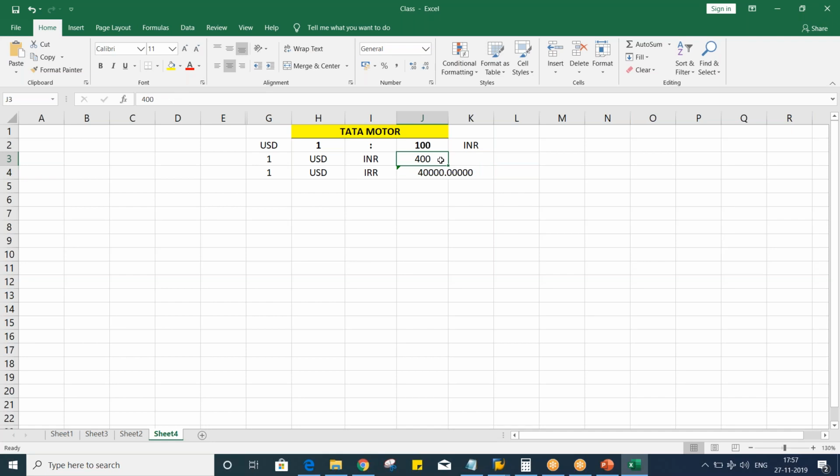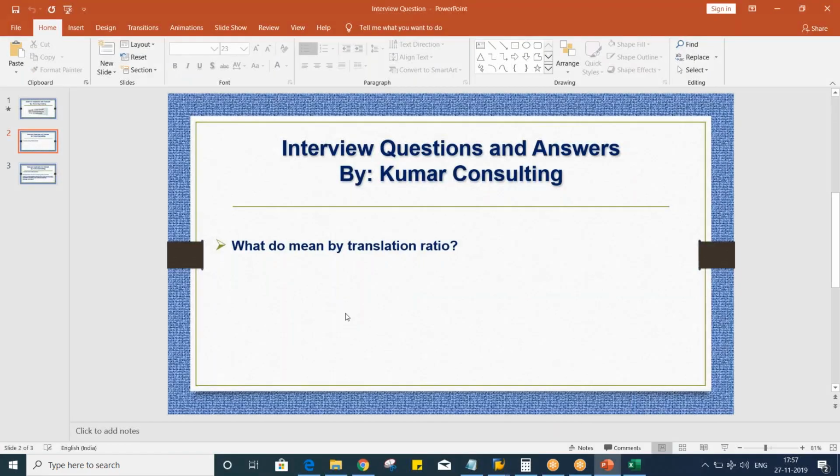Let's suppose 1 USD equals 4 lakh Indian currency. In that case, what is happening, guys? Then we are going to specify 1 is to 100 or else 1 is to 1000, right? So this is the major use of this translation ratio, guys. Hope you are able to understand what we mean by translation ratio.